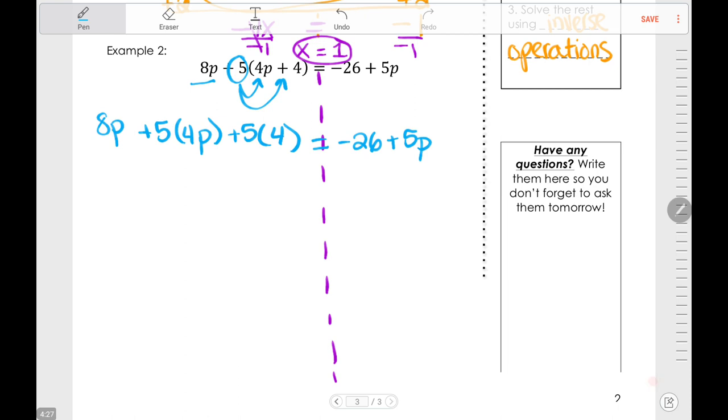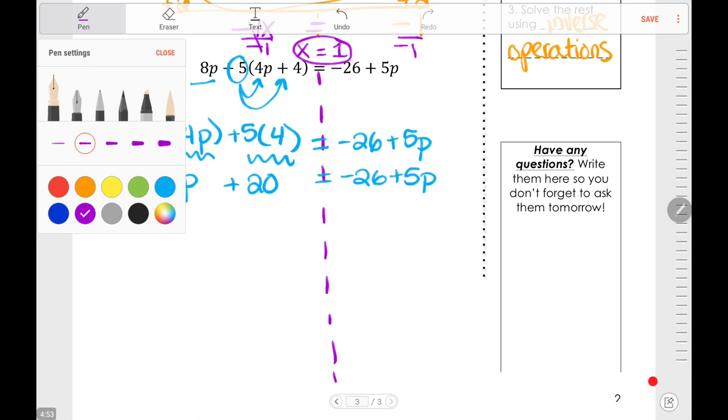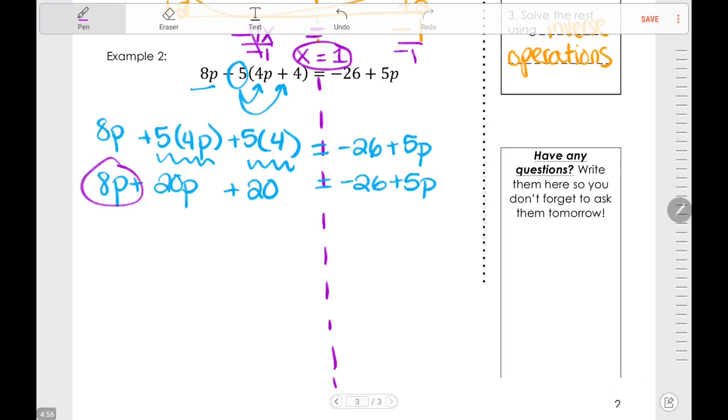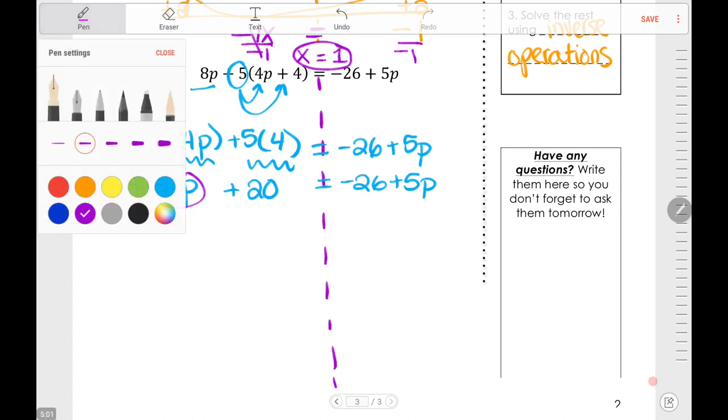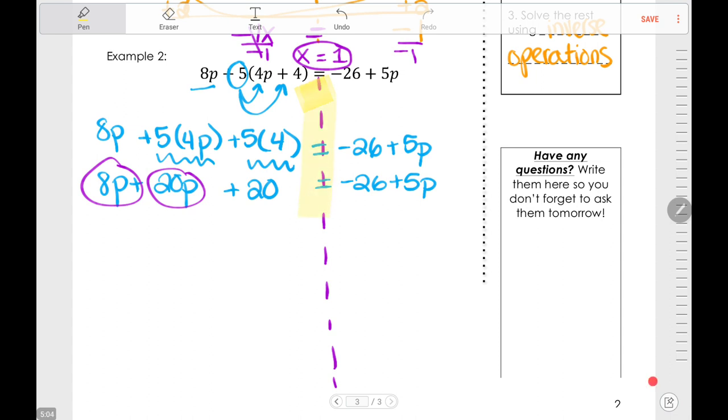Now what's the next step? Yes, simplify. So let's go ahead and simplify. 5 times 4p is 20p. And this is 20. And everything else, I'm going to bring down. My question for you, are we done simplifying? No. We need to do combining like terms. Now remember, again, we are on the same side of this equal sign.